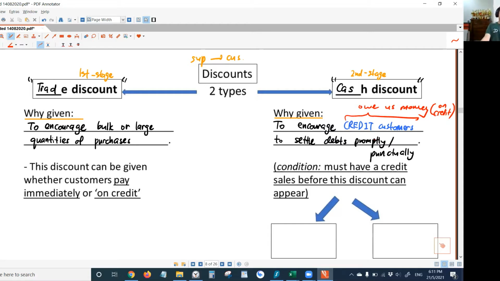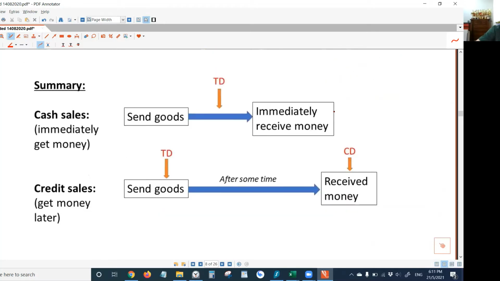Okay, good. So trade discount: if customers buy a lot, you give them trade discount. Cash discount: when customers who owe you money settle that promptly as per the agreed period, then you give them cash discount. That means we can have this conclusion. You have a conclusion chart here on the same page.